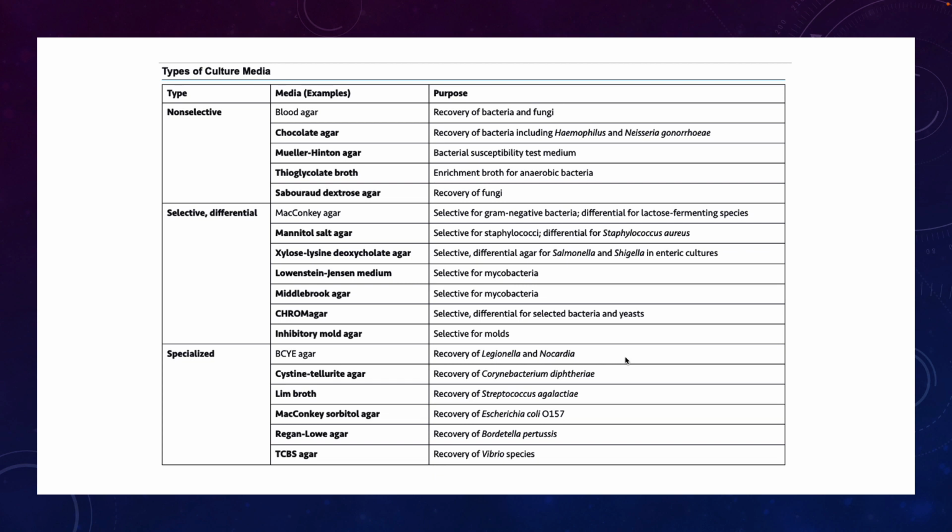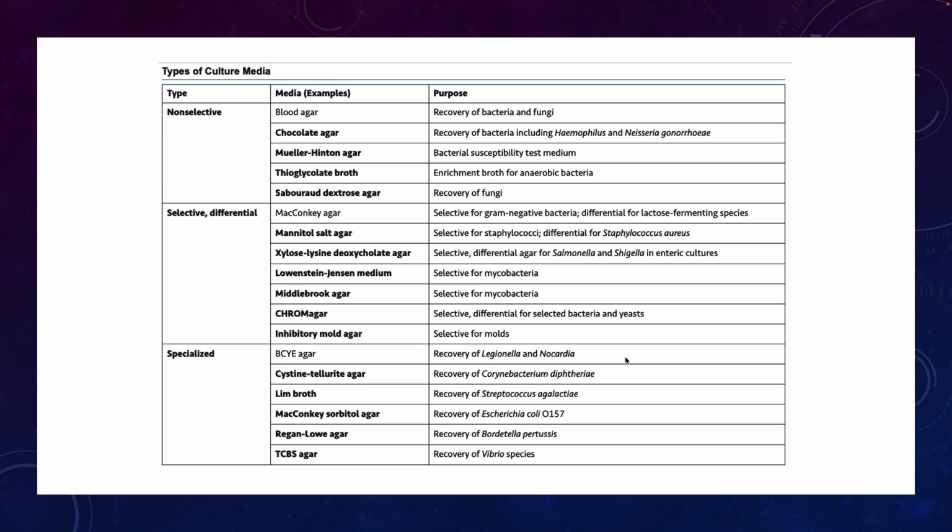So you have those selective and differential media, and then down towards the bottom, you see we have specialized media. So we have BCYE agar that will recover Legionella and Nocardia. You have specialized agar to grow Corynebacterium diphtheriae, specialized broth for growing Strep A, agalactiae, Bordetella pertussis, Vibrio. So we can get very specialized in our type of media.